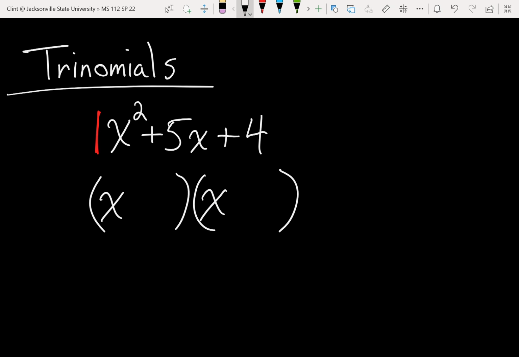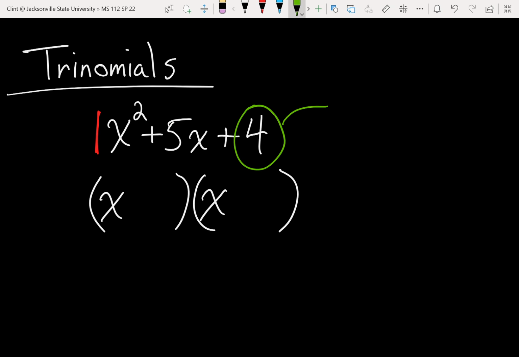Then we figure out the rest. It's a little bit trickier because we've got this middle term we're dealing with. We've got to know how that middle term came to be, because remember when we do FOIL, a lot of times we have like terms to combine. They've already been combined on this one. So the way we decode that, to figure out what needs to go where, is we look at the constant term, the last term.